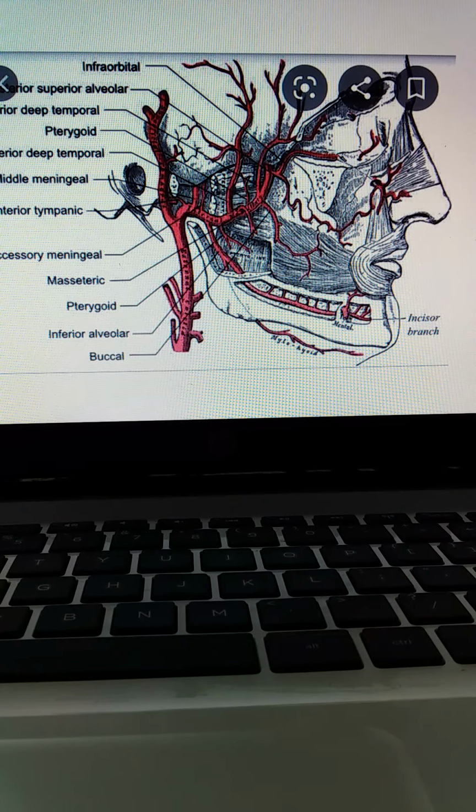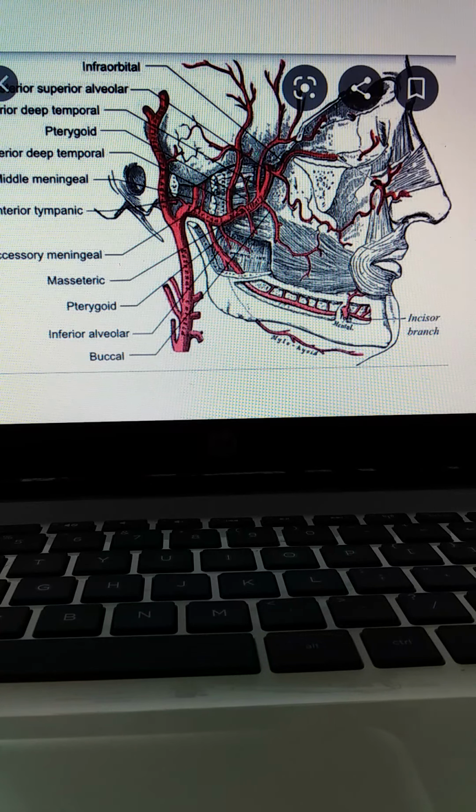After that comes the branches of the third part. As I have told you, from the first part there arise 5 branches, from the second part 4 branches, and from the third part 6 branches. Those 6 branches are the posterior superior alveolar artery, infraorbital artery, greater palatine artery, pharyngeal branch, artery of the pterygoid canal, and the sphenopalatine artery.